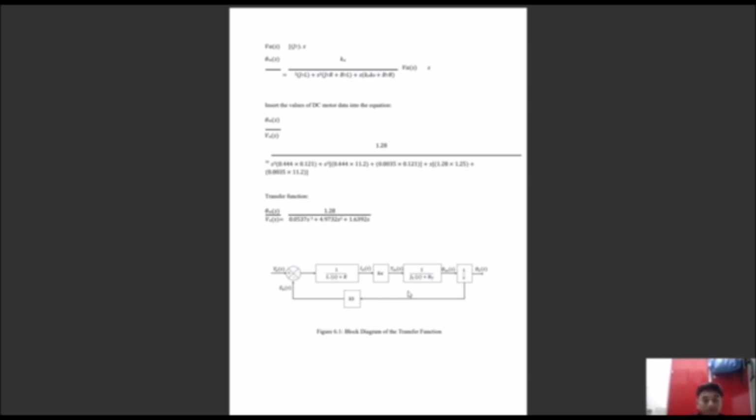So we can put the answer into the block diagram, where the input is VAS, and goes to 1 over LS plus R, and after that goes to KA, and after that goes to 1 over JTS plus BT, and goes to 1 over S. So this is the block diagram for this transfer function.